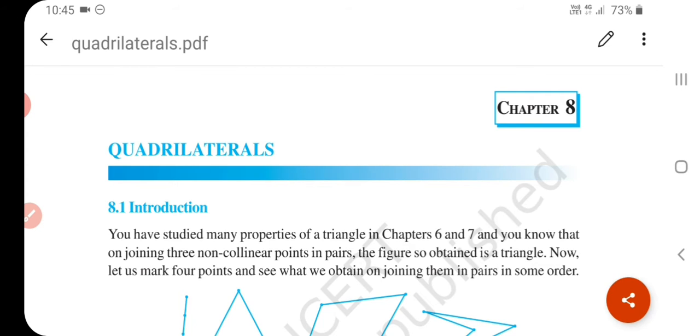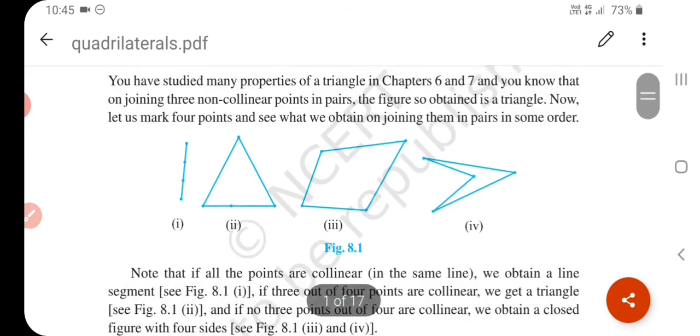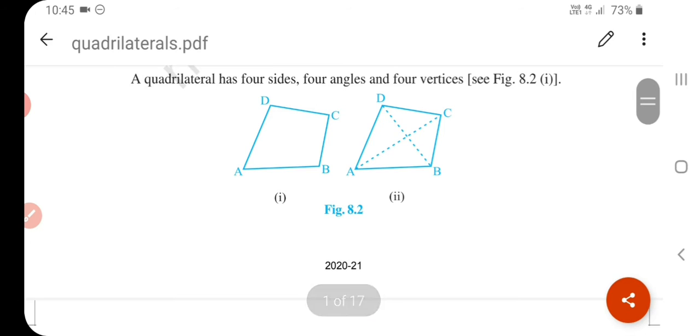Let's revise these theorems. First of all, a simple closed figure bounded by four line segments is called a quadrilateral. In a quadrilateral we get four sides, four angles, four vertices and two diagonals. In quadrilateral ABCD, there are four sides AB, BC, CD and DA, four angles, angle A, angle B, angle C and angle D, four vertices, that is A, B, C, D, and two diagonals AC and BD.